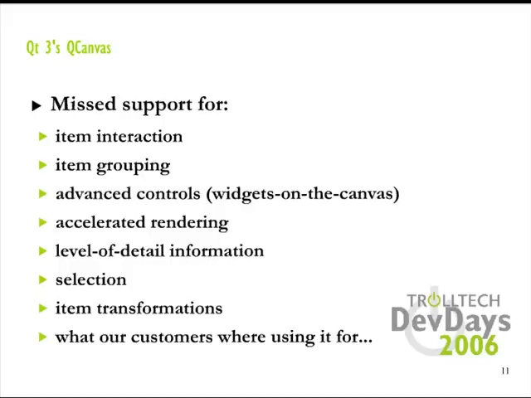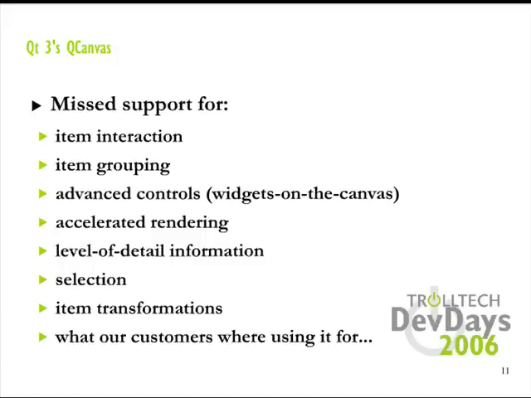However, it lacked support for many of the things that we felt it was being used for. Things like item interaction. In order to move an item around on the screen, you would have to actually implement a number of virtual functions and move the item manually. If you wanted to do item grouping, it was similarly complex. You have to implement your own item that grouped other items and all kinds of nasty things. Still doable, but not convenient. Advanced controls like embedding a line edit or a text edit inside QCanvas, not so trivial.